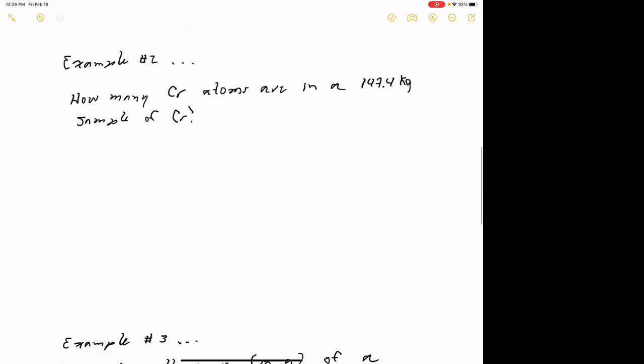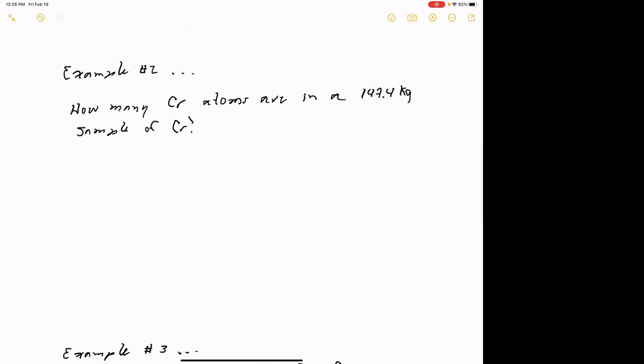All right, let's take a look at this next simple example. So this one's a little bit more complex because there's a few more steps involved here. And what I want to know here is how many chromium atoms are in a 147.4 kilogram sample of pure chromium. Okay, so that's a lot of chromium. It's a heavy sample of it.